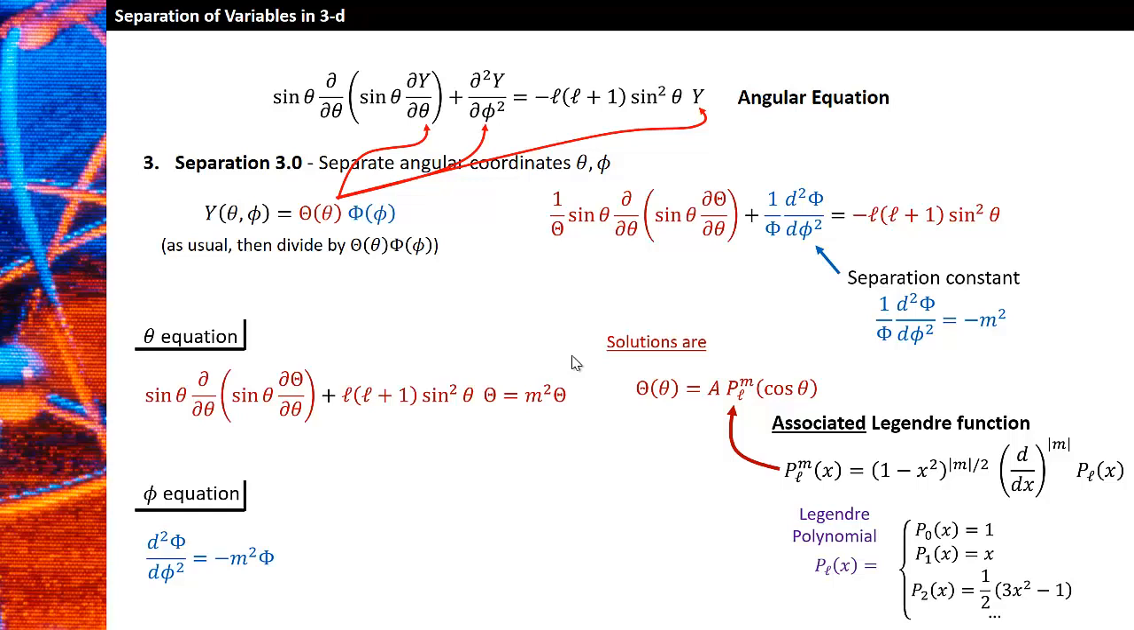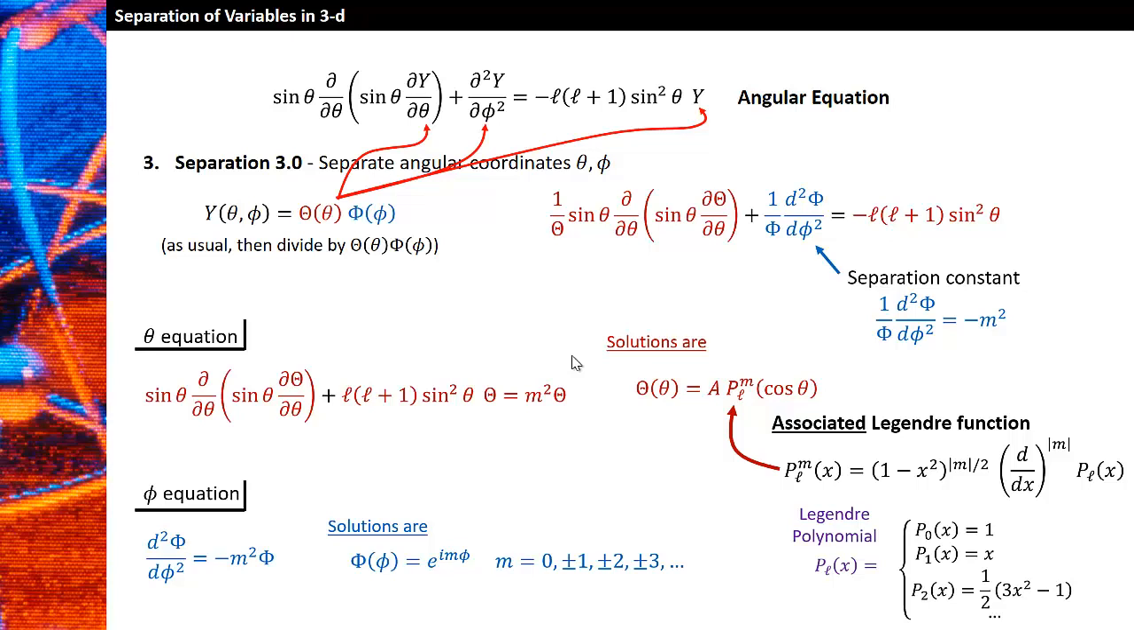Well, solutions to this shouldn't be hard to guess. In fact, solutions are complex exponentials. I'm just going to write it in terms of one complex exponential. It's the standard thing to do. And then allow m to be either positive or negative. And that will include both possible solutions to this differential equation.